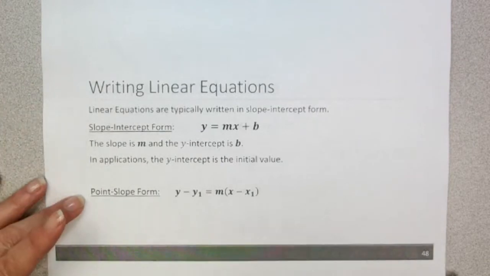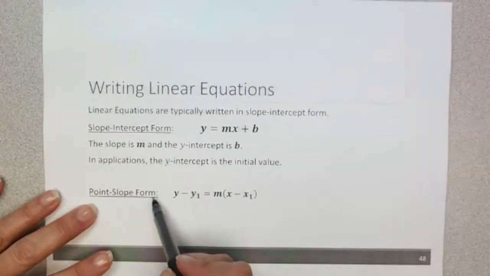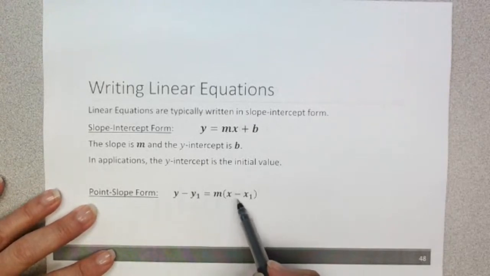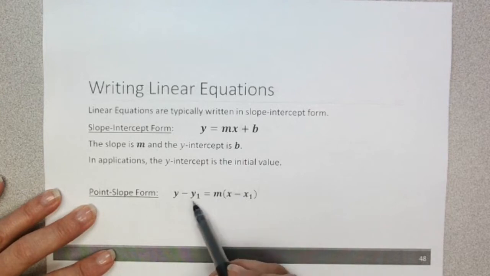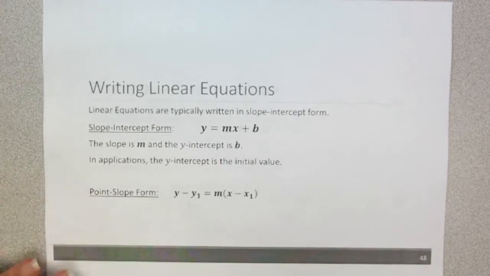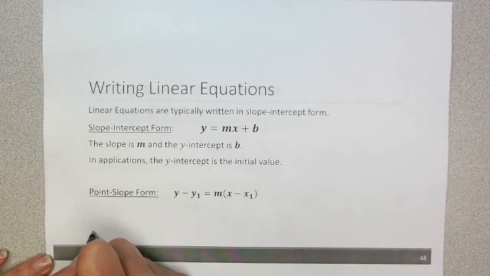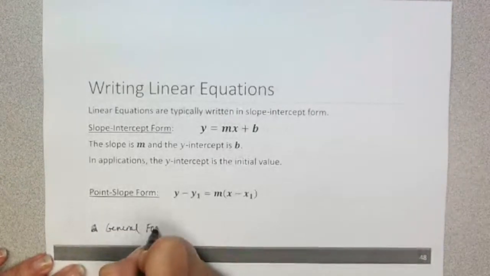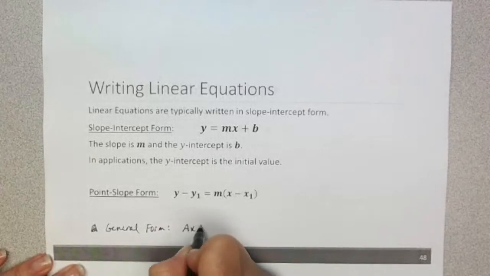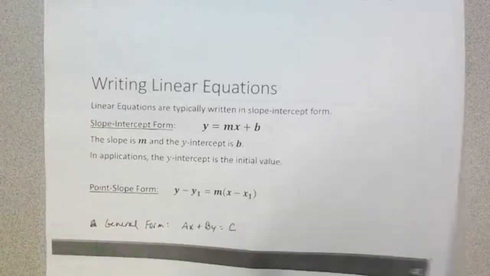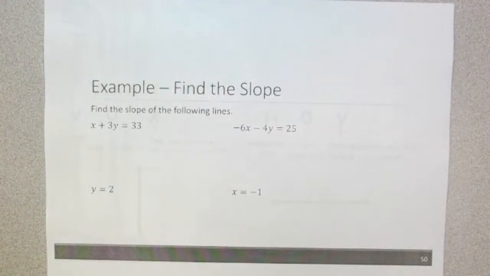All right, another form that is used sometimes is the point slope form. The point slope form says y minus y1 equals m times x minus x1, where x1 and y1 are the coordinates of a point that's on that line. There is a third form that isn't very valuable, but you will sometimes see, and that's the general form. The general form says ax plus by equals c, where a, b, and c are just constants, or I'm sorry, just values. All right, let's look at some examples.